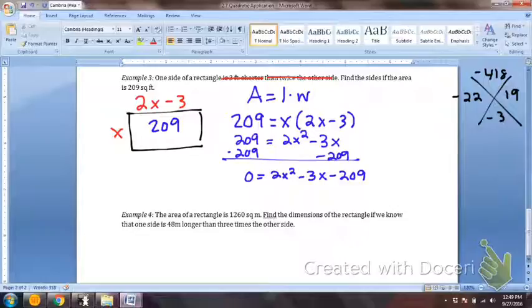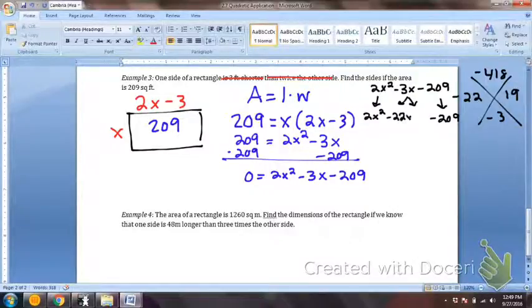So I want you to take a minute and factor this. This is a review of factoring, so you should be able to do this part. 2x squared minus 3x minus 209. Remember, when we factor this, the first one comes down, the last one comes down, and the middle gets split between the two factors that we chose. Negative 22 is going to go better with the 2, so I'd put that one first. I'm trusting you to do it.